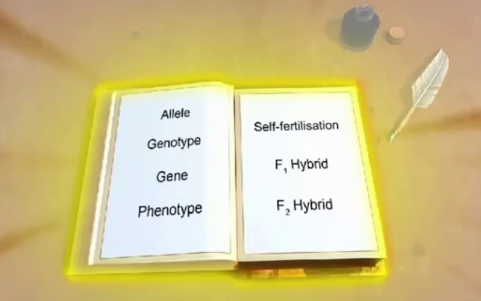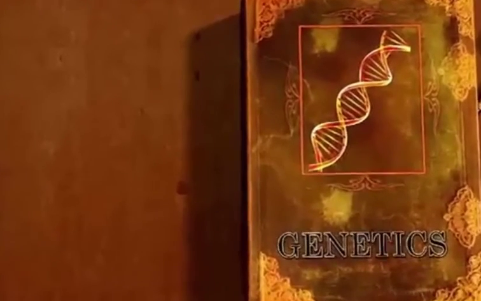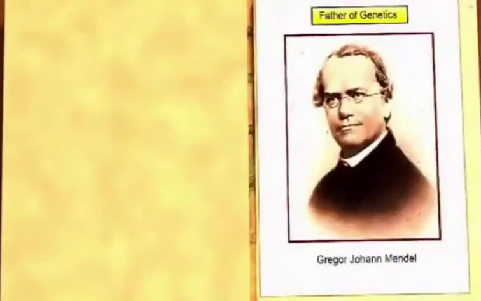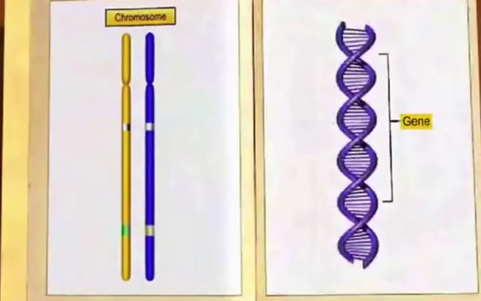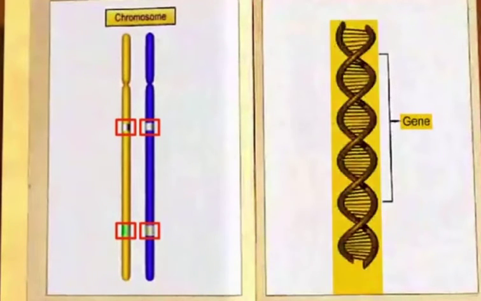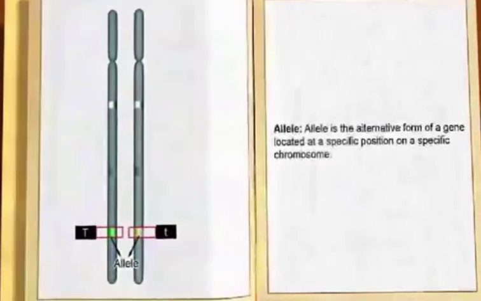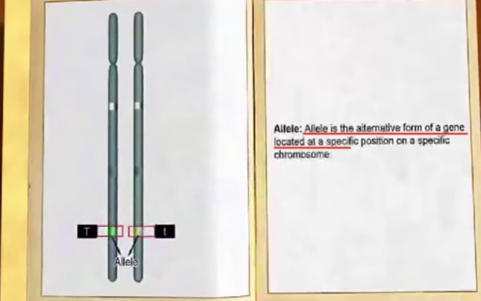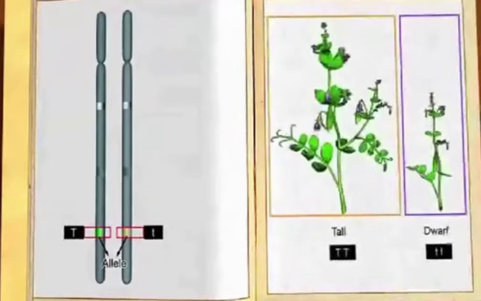Now let us learn a few terms we come across while studying genetics. Gene or factor is a functional unit of a hereditary material, that is DNA. In other words, it is the unit of DNA that is responsible for the appearance or inheritance of a character in a living organism. The alternative form of a gene located at a specific location on a specific chromosome is known as an allele. It governs a trait of an individual and is generally represented by a letter.